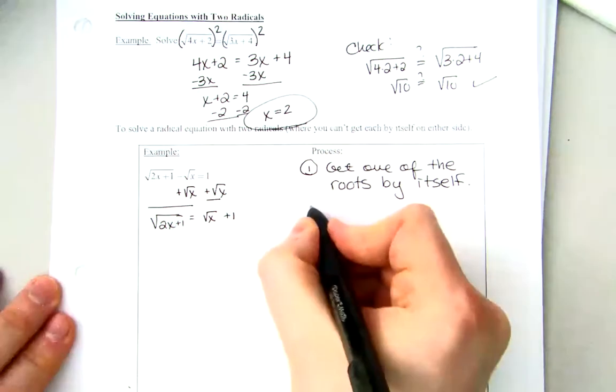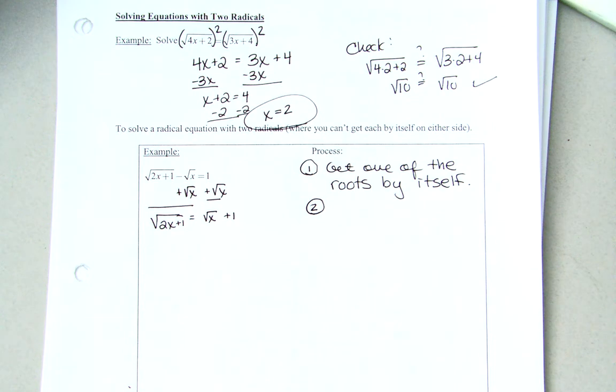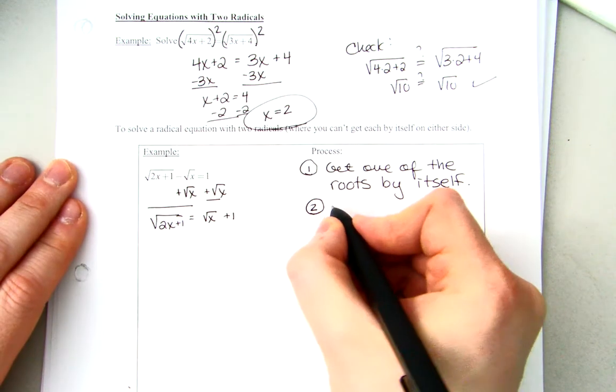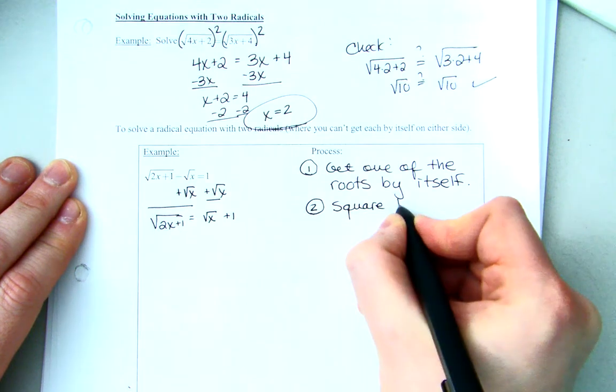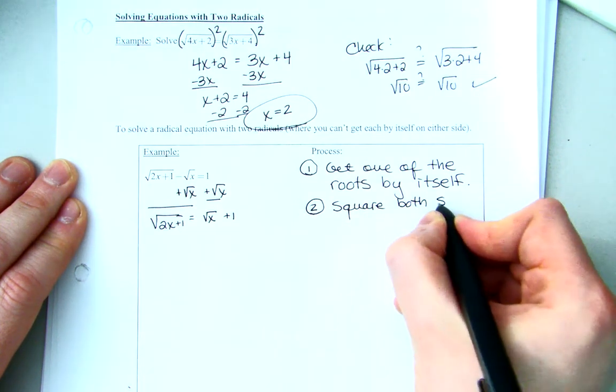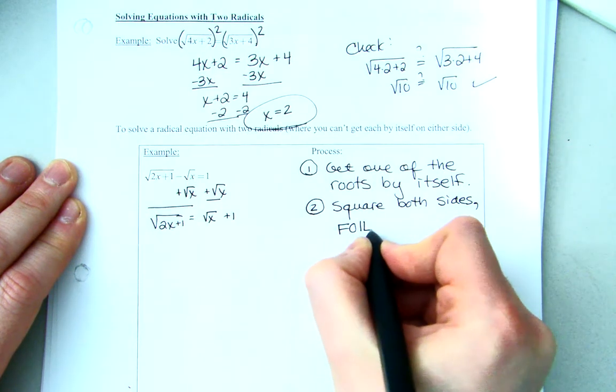Step number 2. We need to square both sides, and I'm going to say in parentheses, foiling when necessary. Don't start doing the work yet because we need to be a little careful how the foiling is going to work. Step number 2. Square both sides. Foiling when necessary.